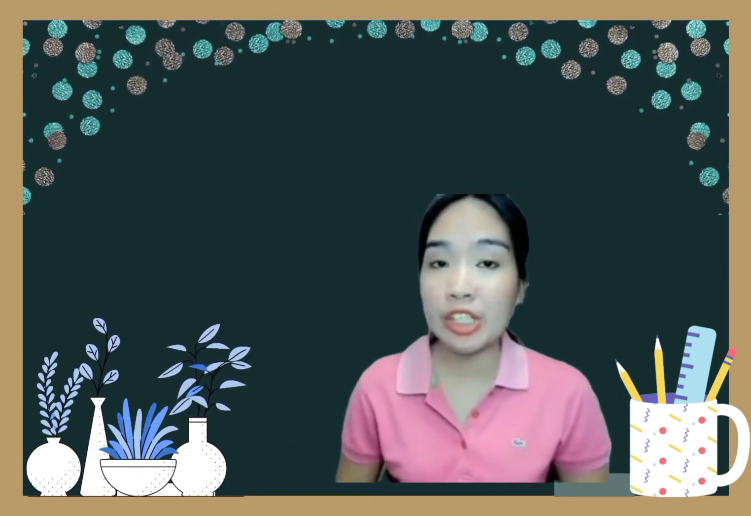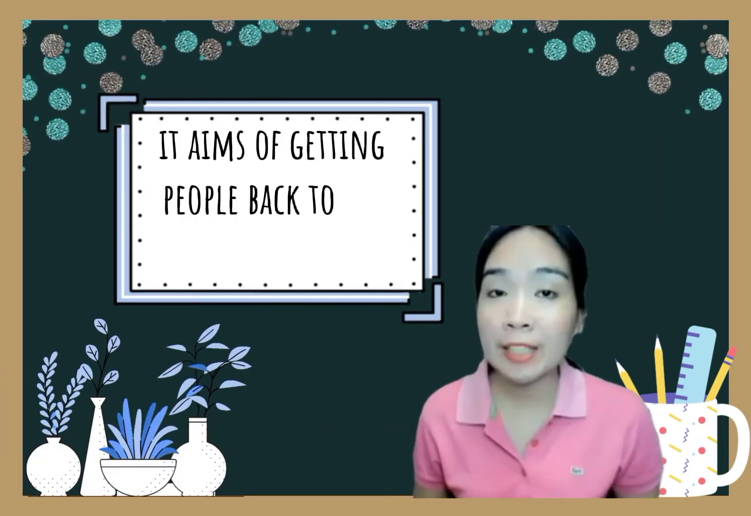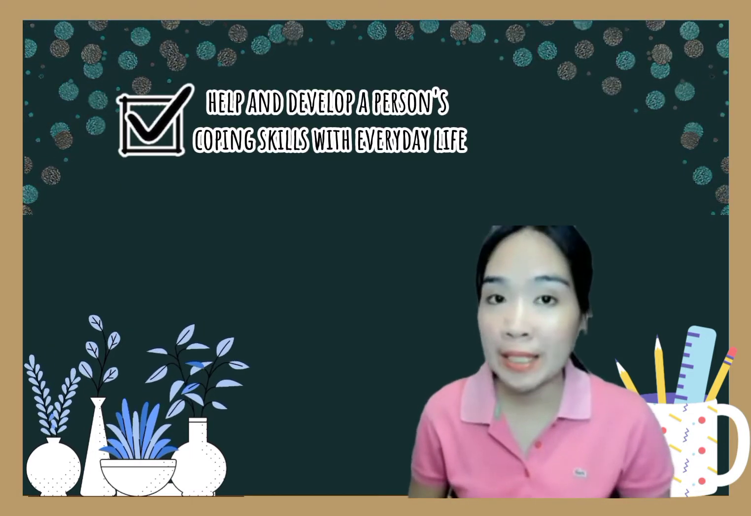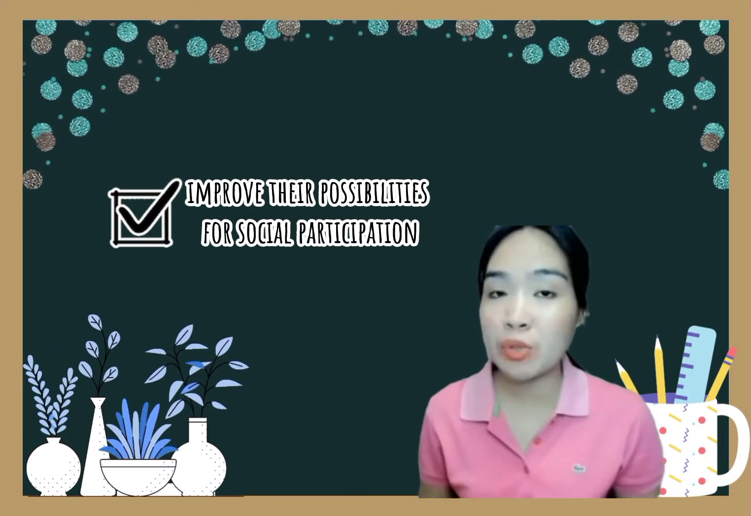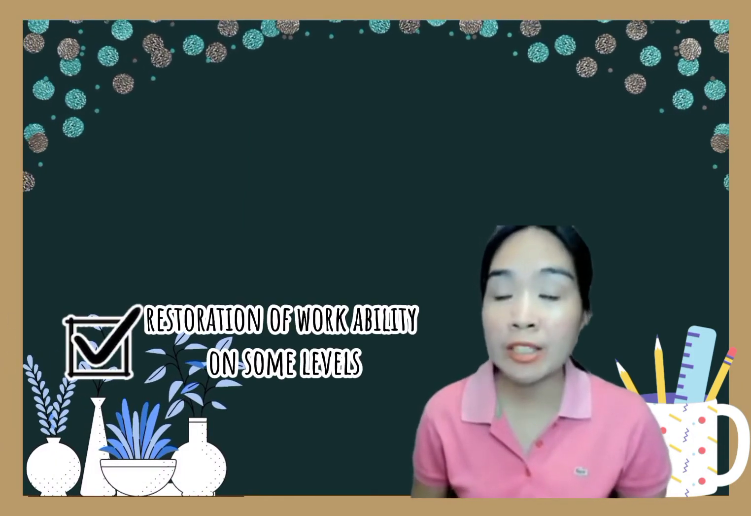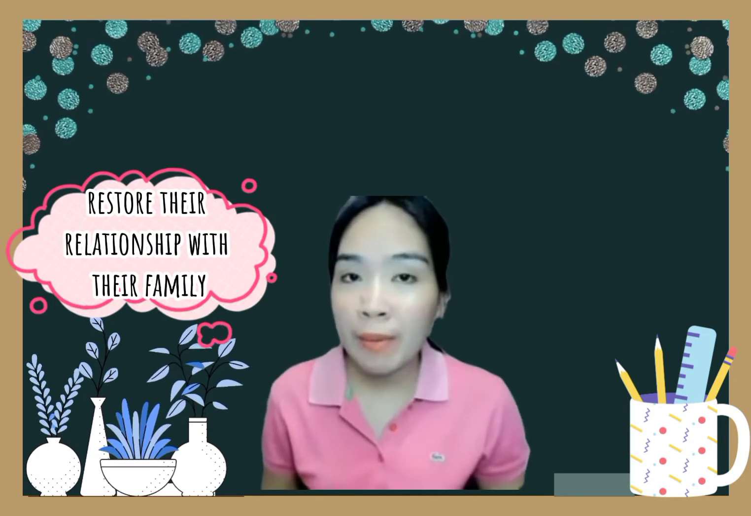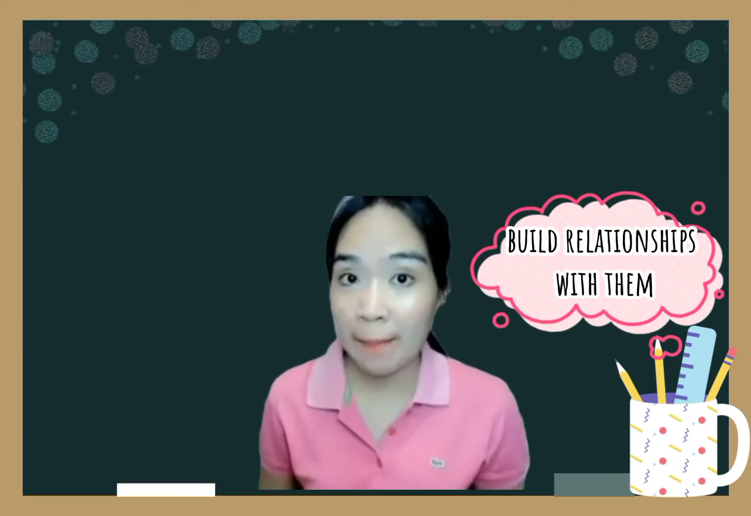The next rehabilitation is the social rehabilitation. It aims at getting people back to the society. This will help develop a person's coping skills with everyday life, improve their possibilities for social participation, support their studies, and restore work ability on some level. So it implies their social life. It can help them restore their relationship with their family, interact with other people, or build relationships with them.